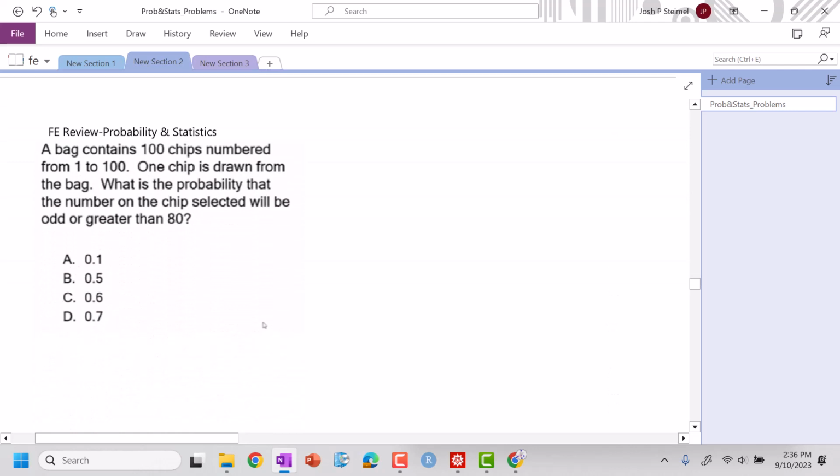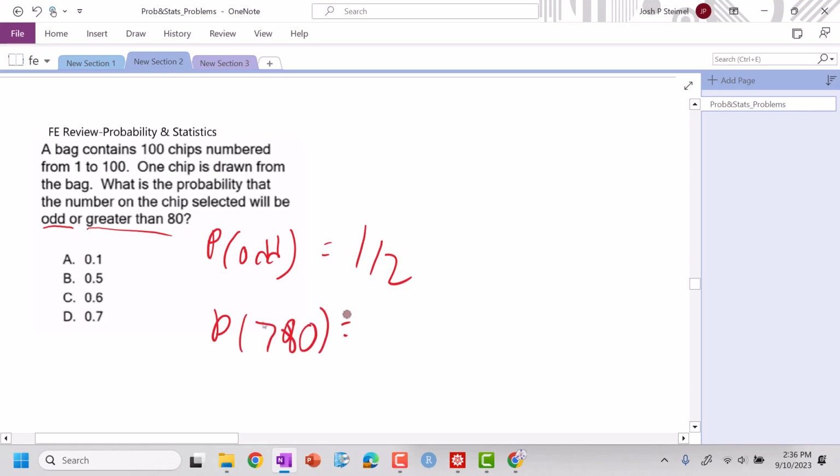A bag contains 100 chips, numbered 1 to 100. One chip is drawn from the bag. What is the probability that the number on the chip selected will be odd or greater than 80? So these are not mutually exclusive events, right? So we need to figure out, first, probability that it's odd. That's going to be basically a half. Probability greater than 80. That is going to be basically 20% of the data set, so 1/5.